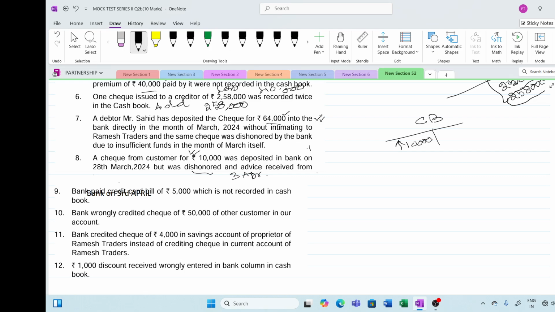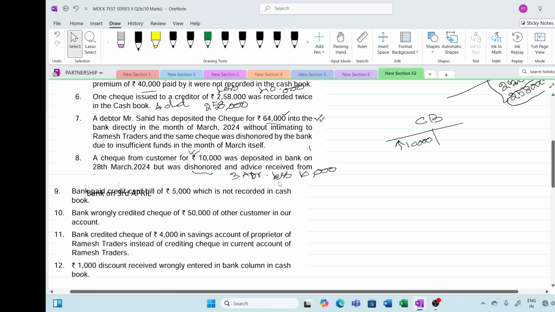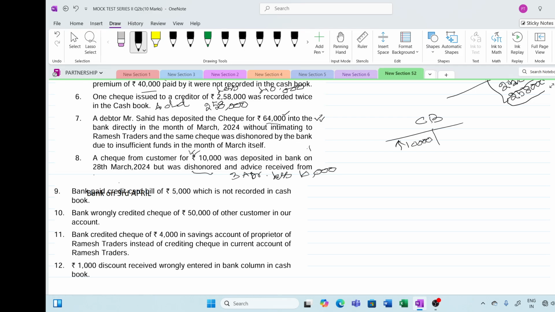So bank would have debited me, so they would have reduced the balance. What we are going to reach is the balance as per bank statement, so we should also reduce the balance by 10,000. Next one, a credit card, bank paid credit card bill of 5,000. So bank has made a payment directly. So in that statement, my balance would have come down by 5,000. This is the credit card bill payment.